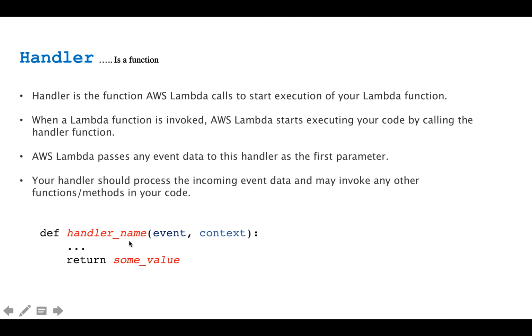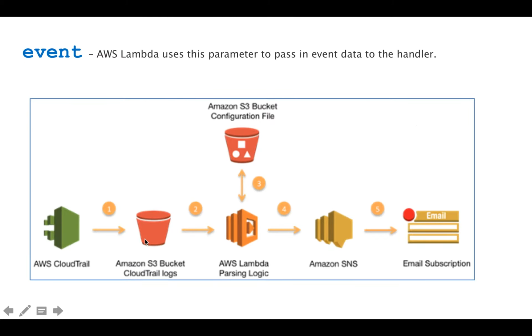Okay, how will Lambda get this event? That's the source. The source will send this event data to this Lambda so that Lambda will give it to this handler. And the second, so this is the event.